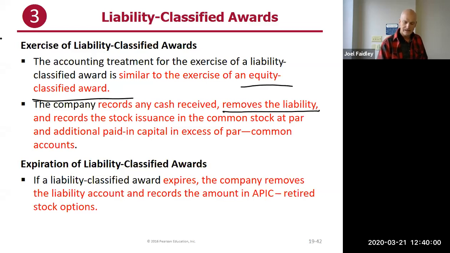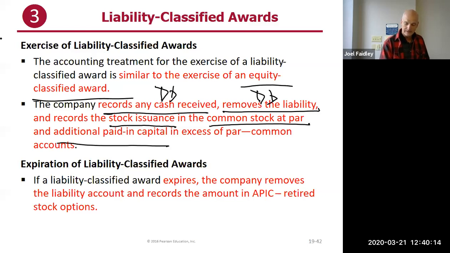So you remove the liability, right? Recording cash, so you're debiting cash. You're debiting what? The liability. And then you're going to what? Stock issuance, common stock at par, and then you're going to have additional paid-in capital as credits.